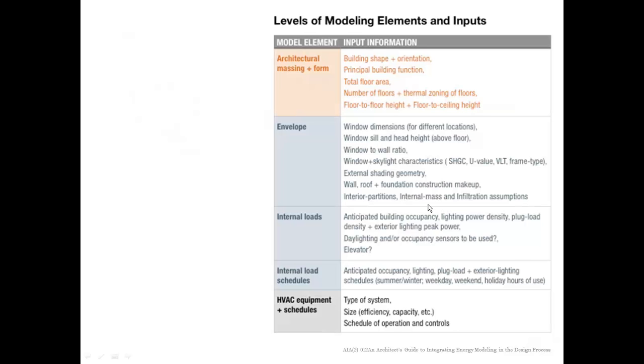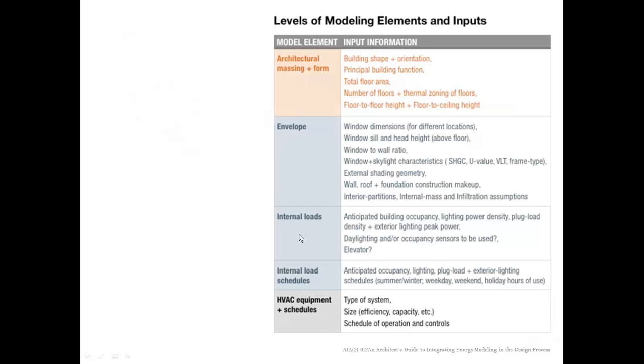Internal mass, so any thermal mass properties you have in the building from concrete floors, for example. And air infiltration is important. How much air is infiltrating from the outside into your building and vice versa.